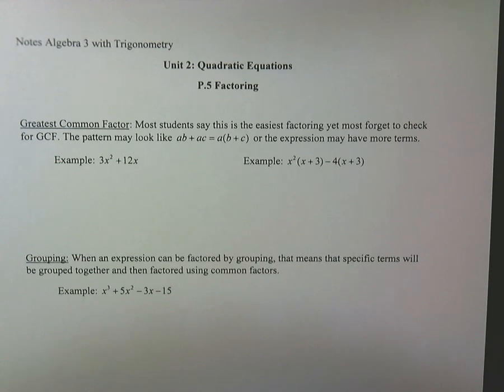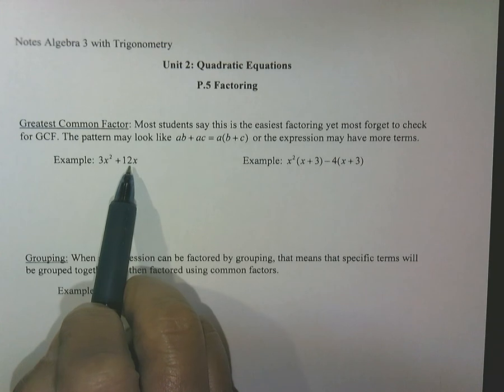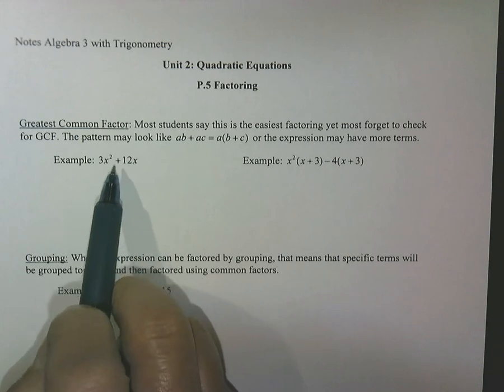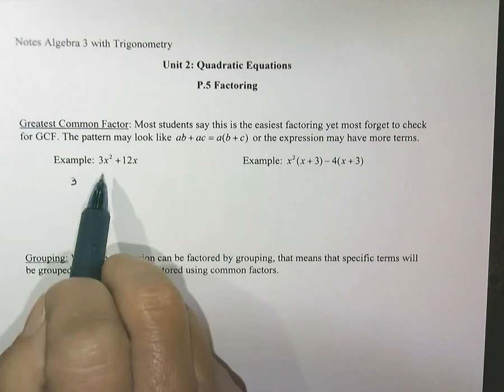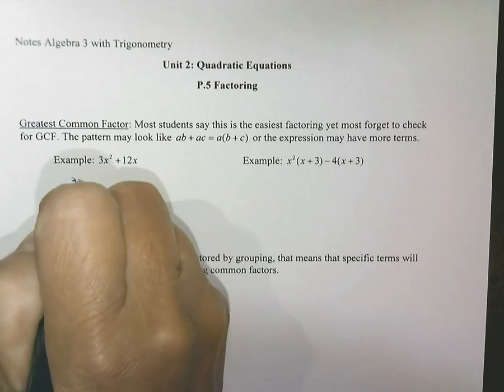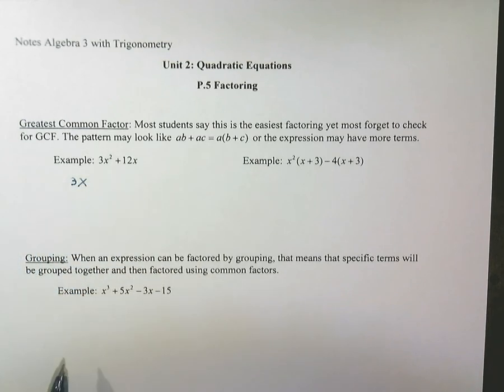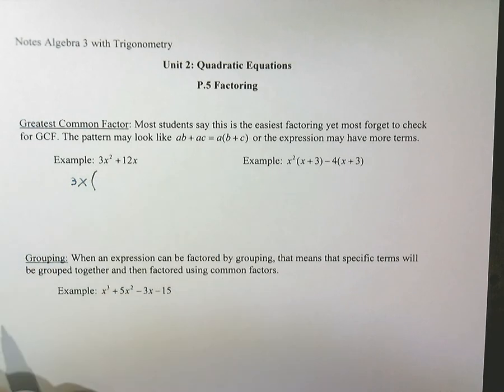So this 3x squared plus 12x, I'm looking at what's common, first of all, with the numbers 3 and the 12. Common term is going to be 3. Then I look at the variables, x squared and an x. The common term is going to be x. That's my greatest common factor. It's the largest I could take out of both terms.